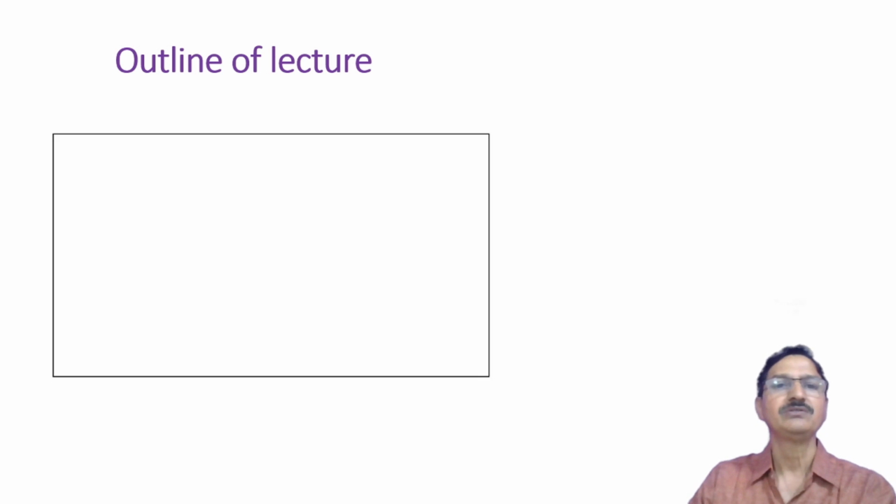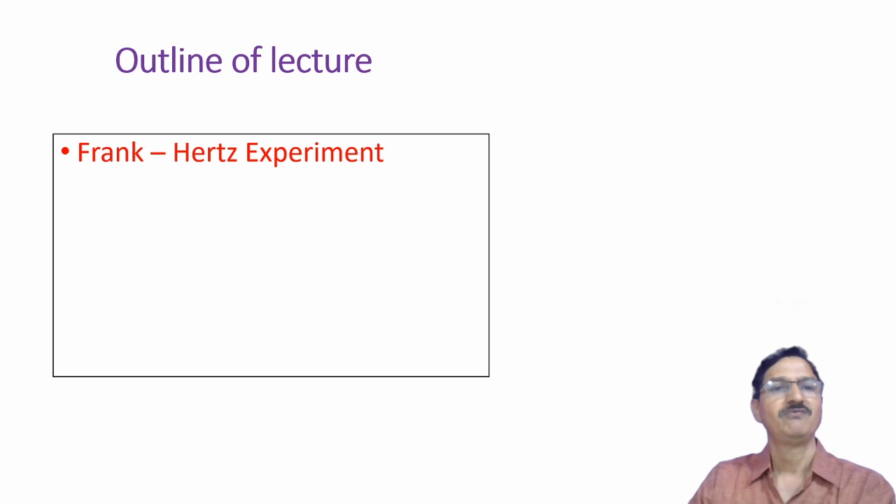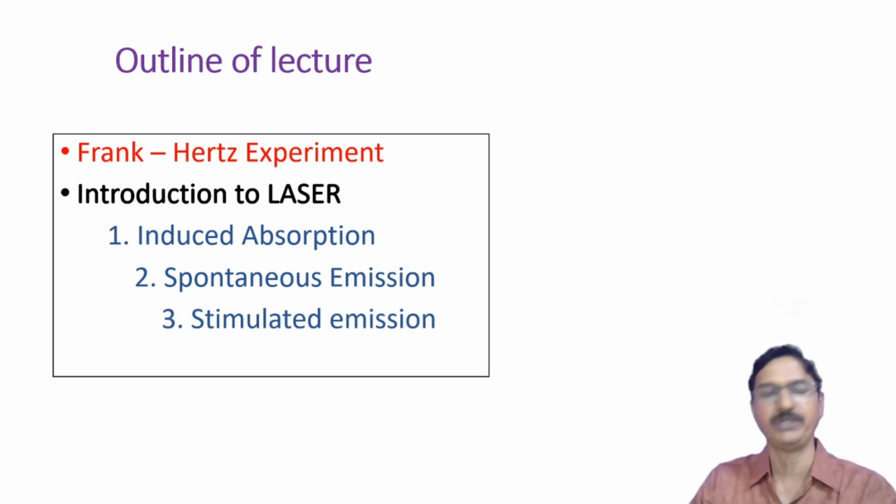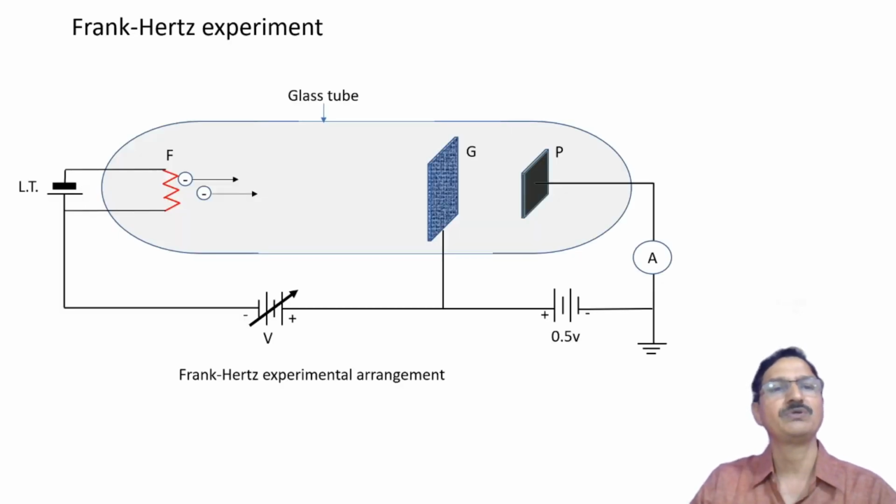In this lecture, today we are going to discuss the Franck and Hertz experiment, and another part is the introduction to laser. In this laser, we have to study three basic phenomena in the production of laser. First one is induced absorption, second is spontaneous emission, and third one is the stimulated emission. So let us see the Franck and Hertz experiment.